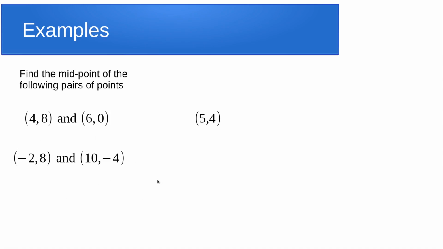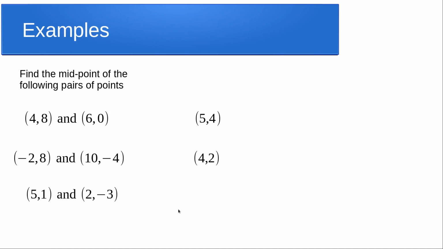Okay, here's our next example. When you've got some that are negative and some that are positive, it's not always as clear where the middle is. It doesn't come as obvious, and we really do want to use the formula. Minus 2 plus 10 is 8. Half of 8 is 4, so it will be a 4. 8 and minus 4 is 4, and half of 4 is 2, so we've got 4, 2.